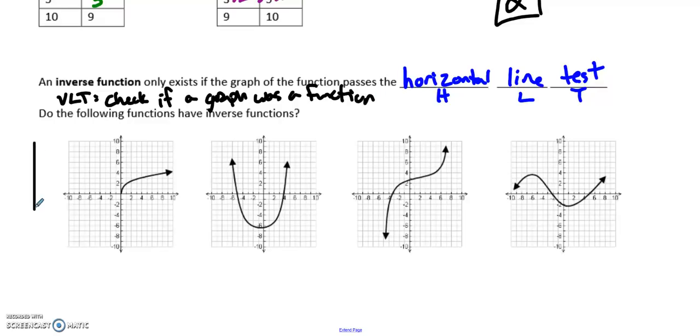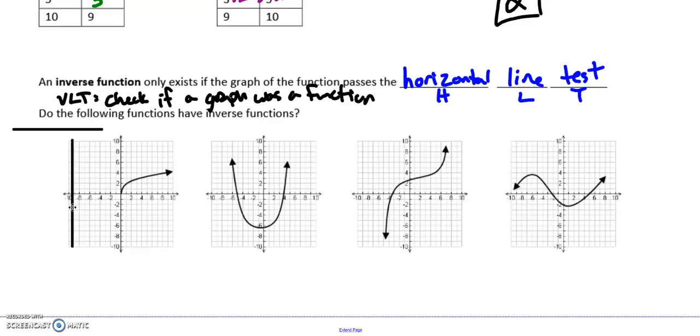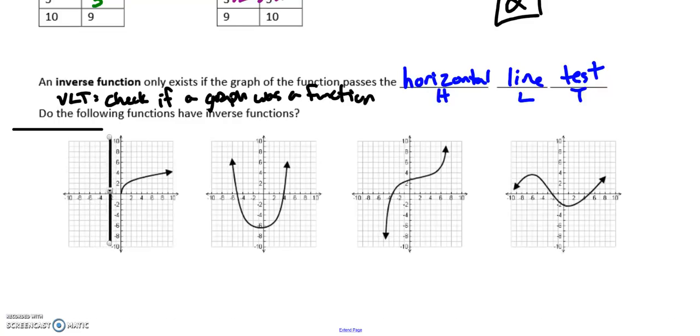So let me get myself a vertical line, and let me get myself a horizontal line. So if I look at the first graph, and I pick up this vertical line, try to extend it just a little bit, there we go. If I pass that vertical line across, it doesn't hit twice anywhere. So I say that this graph passes the vertical line test. So the original, what I'm going to call f of x, is a function. It passes the vertical line test.